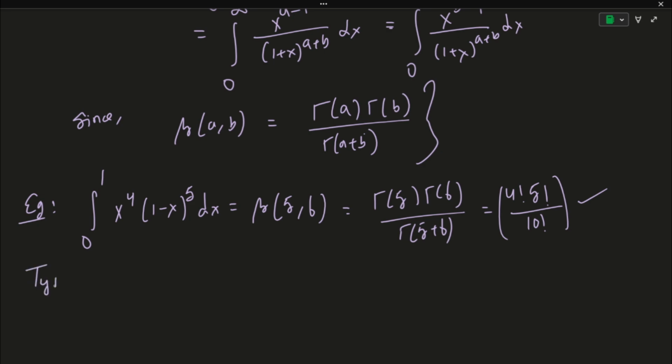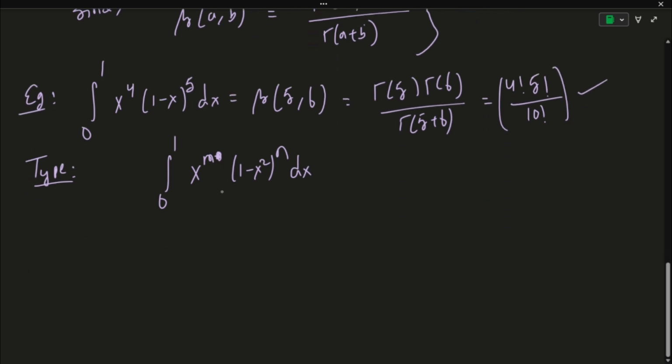The types of variants that you can use to evaluate this might also include something like this, that you have x to the power m minus 1 and then you have (1 minus x squared) to the power n dx. Okay, let's just remove the 1 here. So x to the power m (1 minus x squared) to the power n, right? So this does not conform to the pattern of beta functions, but you must be able to identify that if I substitute x squared equals t, notice that the limits do not change.